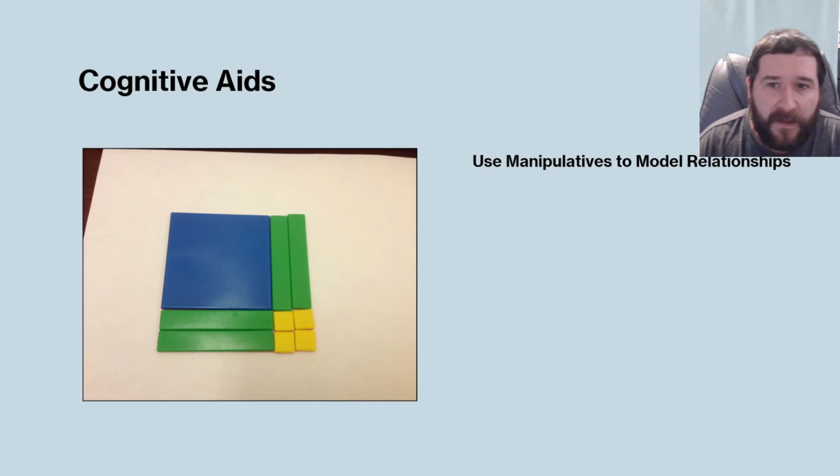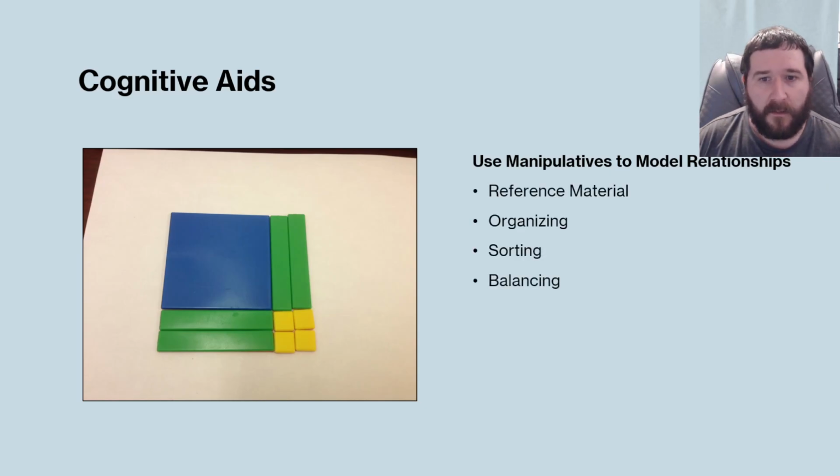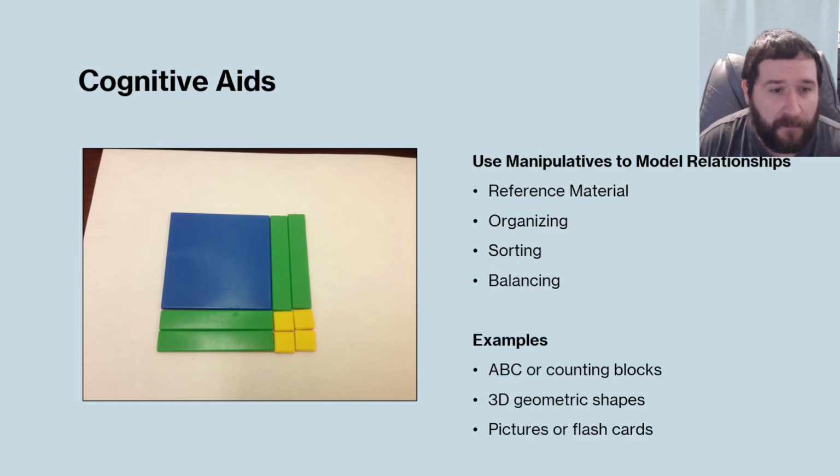Okay, but we can use these manipulatives to model all sorts of relationships in education. They might just be a reference material for the students. Students might have to organize the manipulatives or sort them or balance them in order to test those relationships. Some other examples other than the algebra tiles, you might have ABC or counting blocks. Okay, something as simple as having the student organize the blocks in order is going to help them cognitively understand their ABCs or counting.